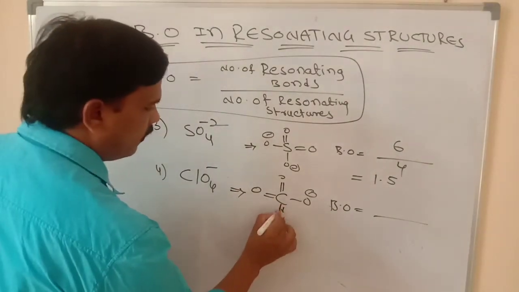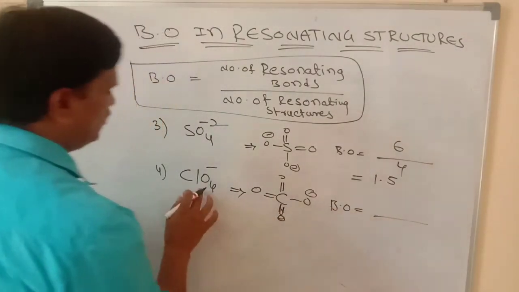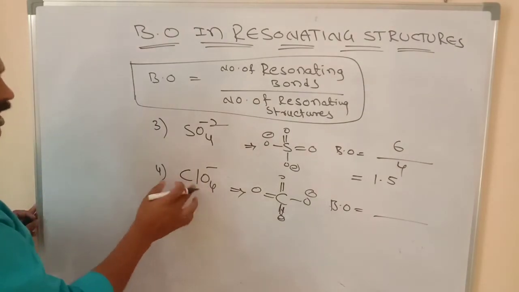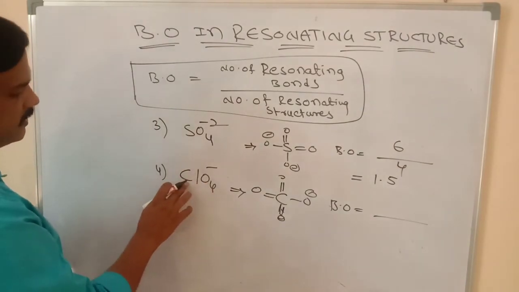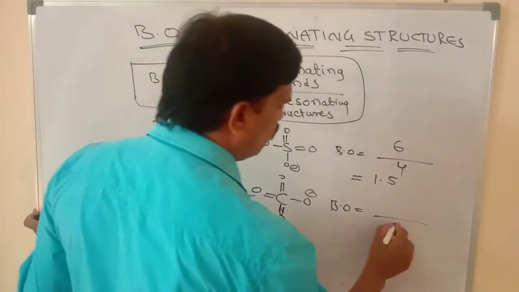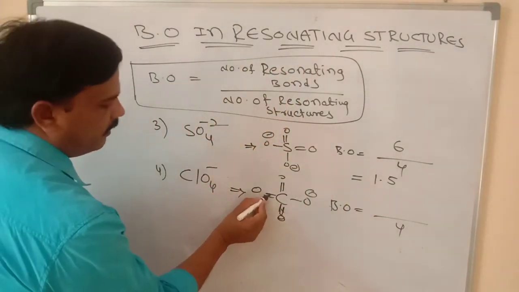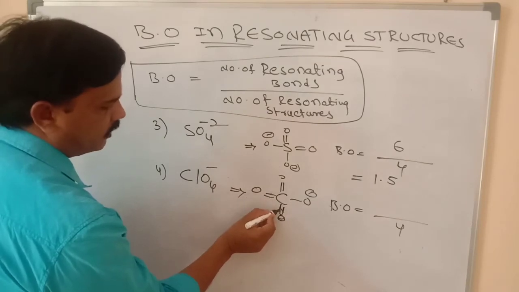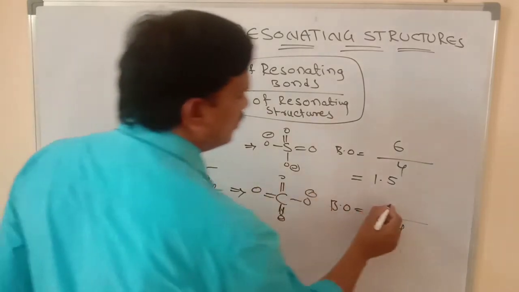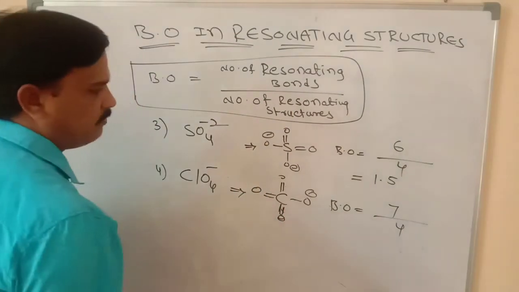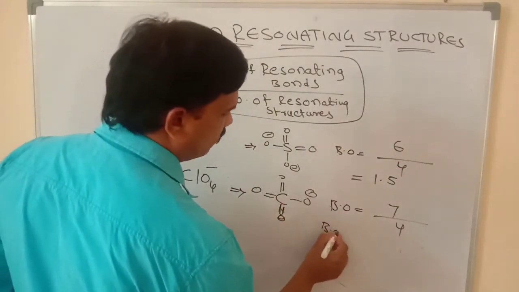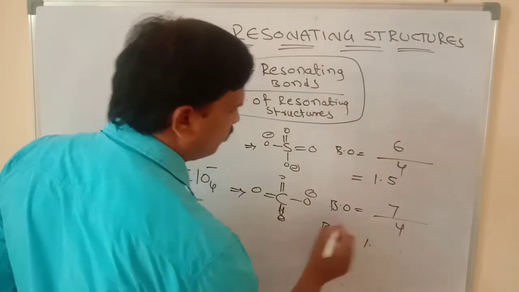The number of resonating structures means, around the central atom, whether it is metal or non-metal, the number of oxygens. Here the number of oxygens is 4, so the number of resonance structures is 4. Then count the number of bonds around the central atom: 1, 2, 3, 4, 5, 6, 7. So 7 by 4 is the number of resonating bonds over resonating structures, which is the bond order.